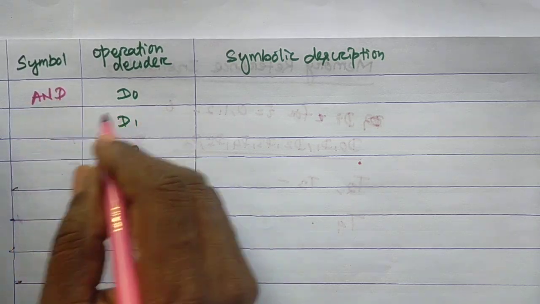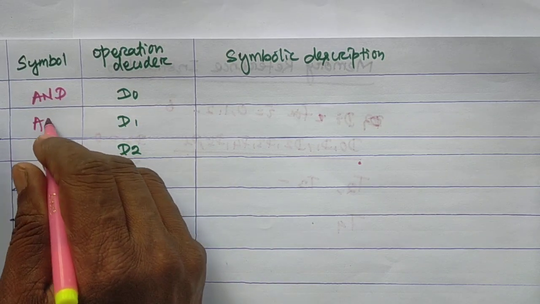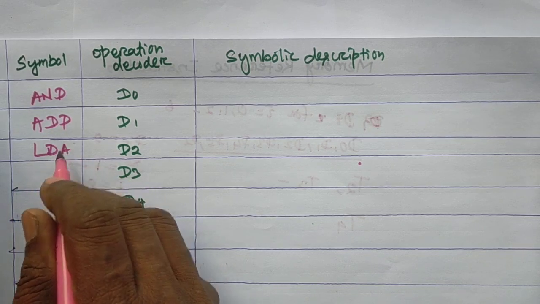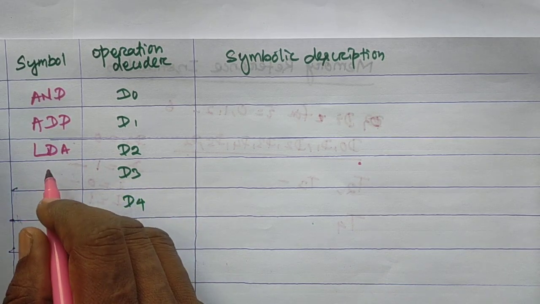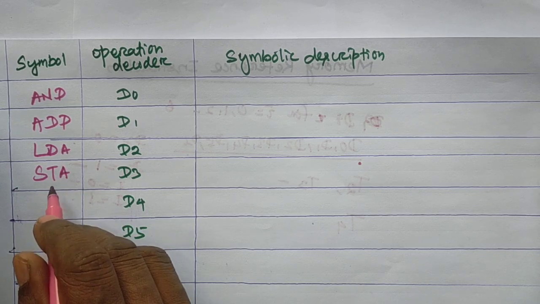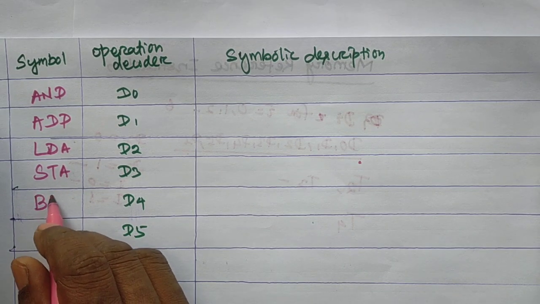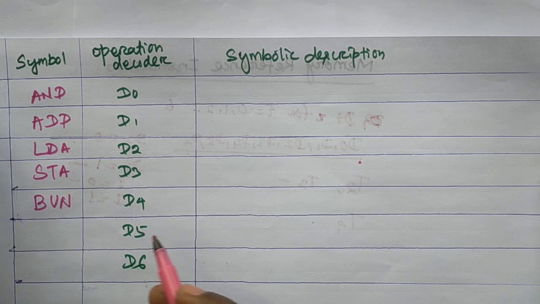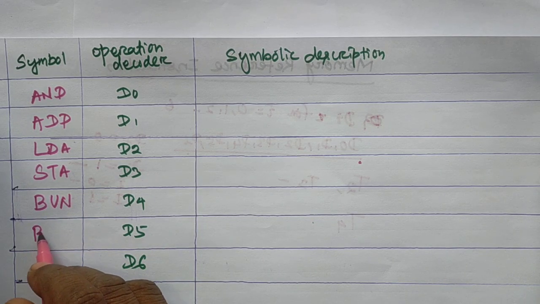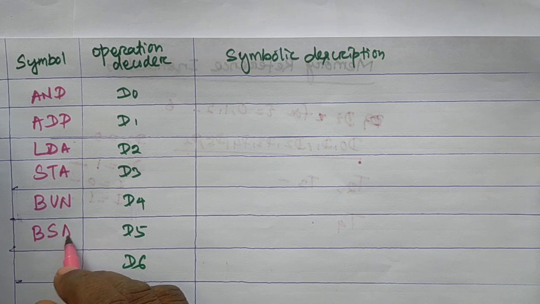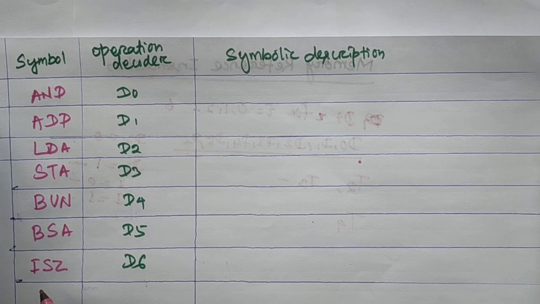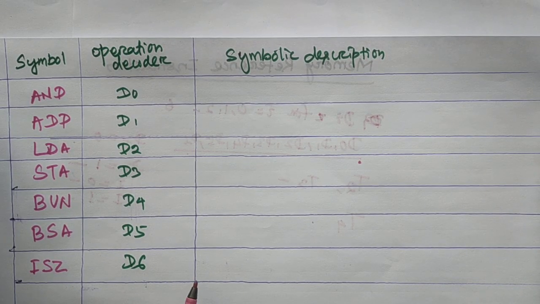Very simple. For the first one, D0, it is AND. Next is ADD, then LDA, load. Then STA, store. Then branch, BUN. And another branch, BSA. This one is equal to 0. So different symbols we can use.